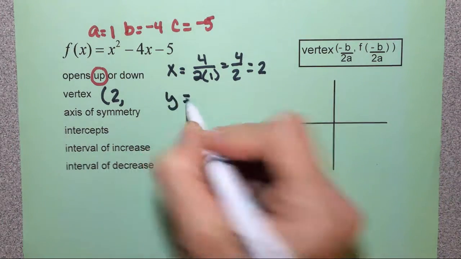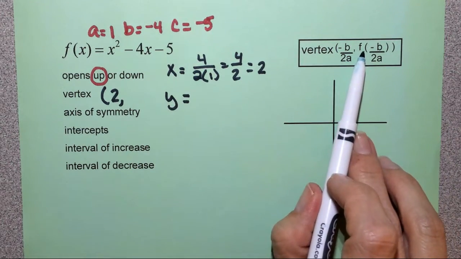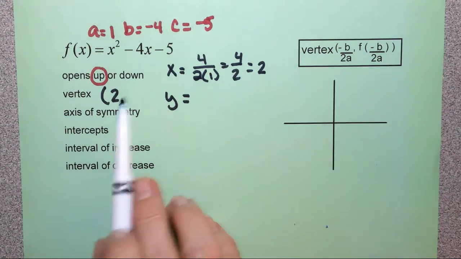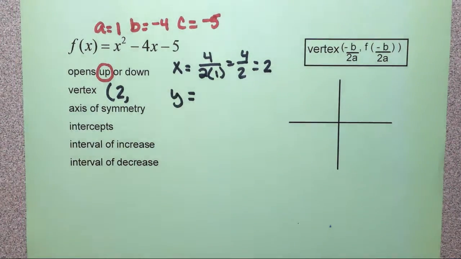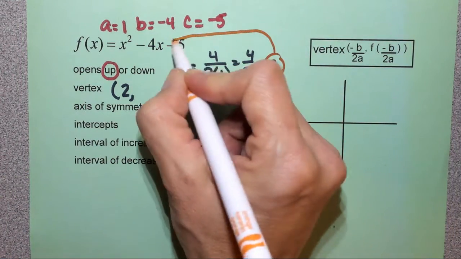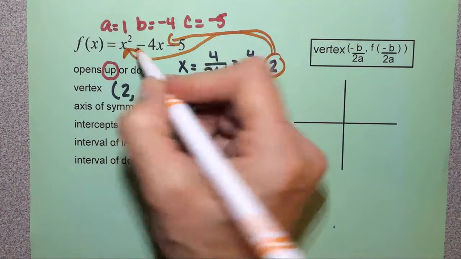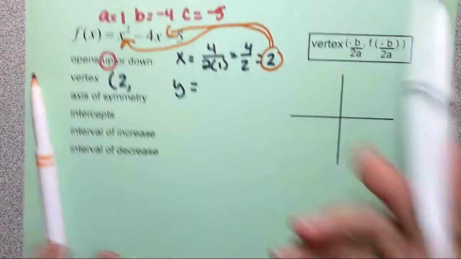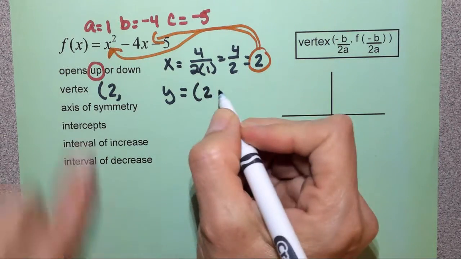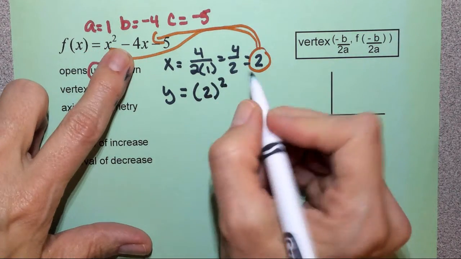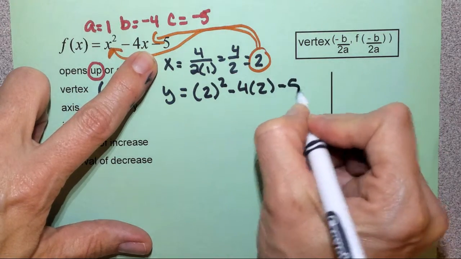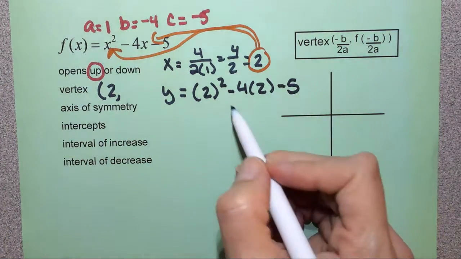To find the y coordinate of the vertex, this formula says that I'm going to take the function value of what I got for x. What that really means is you're going to take this answer that we just got for x, and plug it in right there. So everywhere there's an x, I'm going to put 2. So instead of x squared, I'm going to have 2 squared, minus 4 times 2, minus 5. And then we're just going to evaluate.